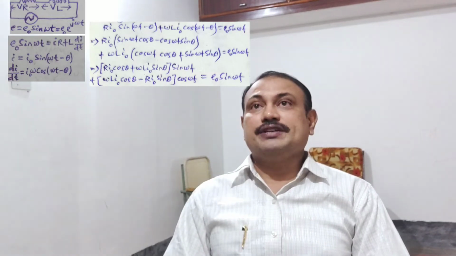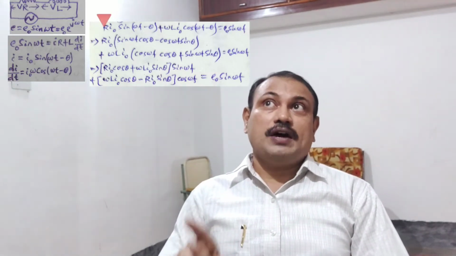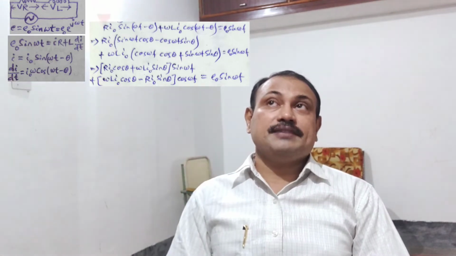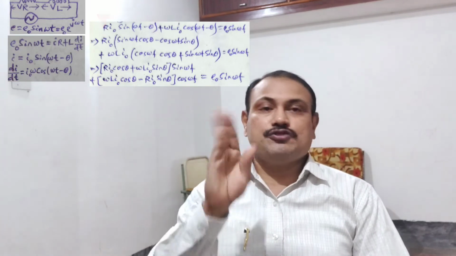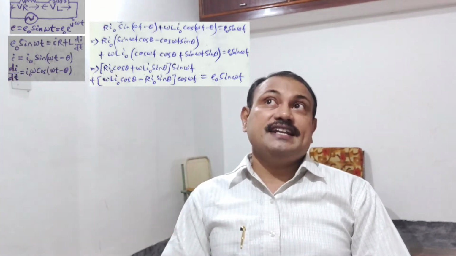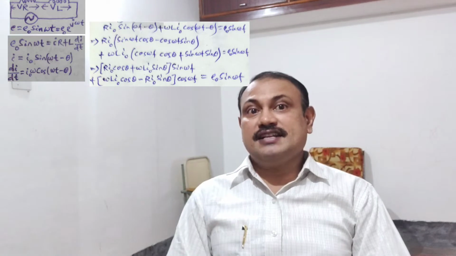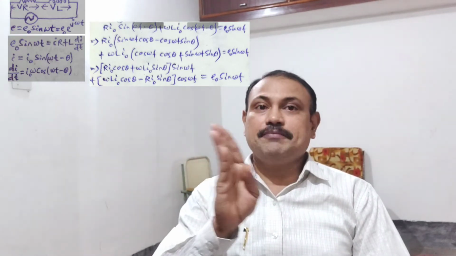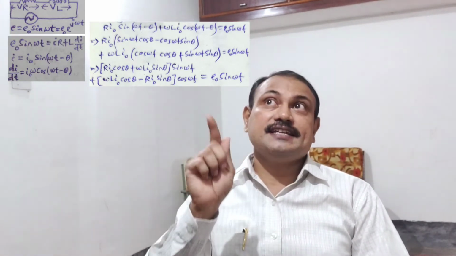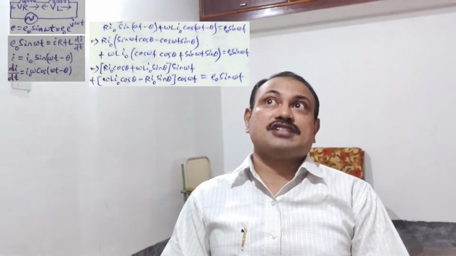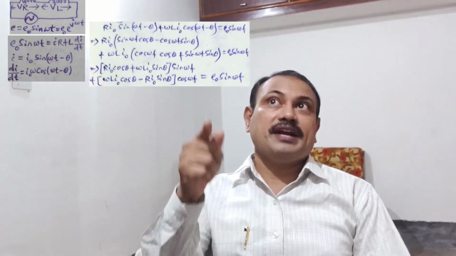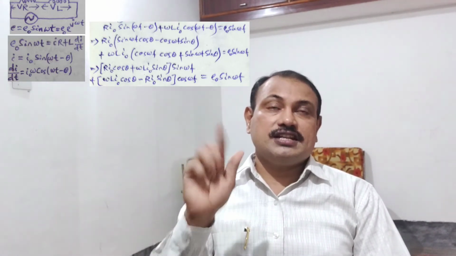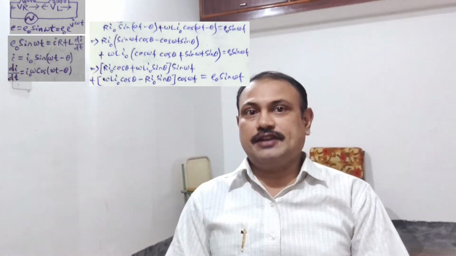Now using equation 3 and equation 2 in equation 1, we can rewrite equation 1 as R I0 sin(omega t minus theta) plus omega L I0 times cos(omega t minus theta), which equals E0 sin omega t. Now we can expand sin(omega t minus theta) and cos(omega t minus theta) using the sin(A minus B) and cos(A minus B) formulas to rewrite the expression as R I0 times (sin omega t cos theta minus cos omega t sin theta) plus omega L I0 times (cos omega t cos theta plus sin omega t sin theta), which is equal to E0 sin omega t.